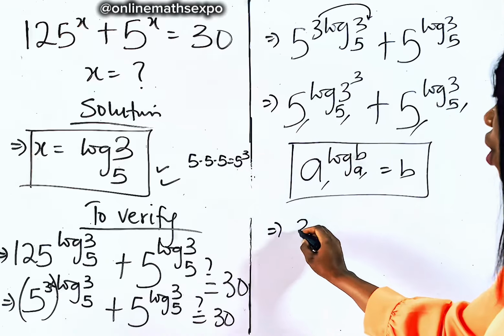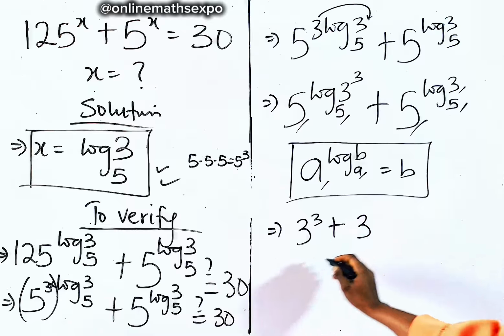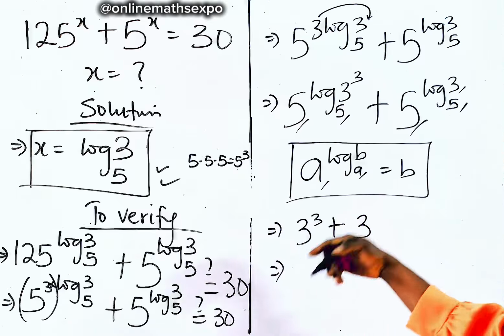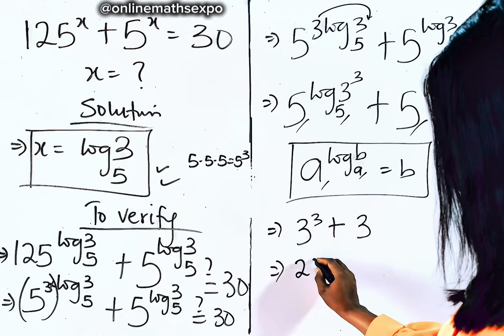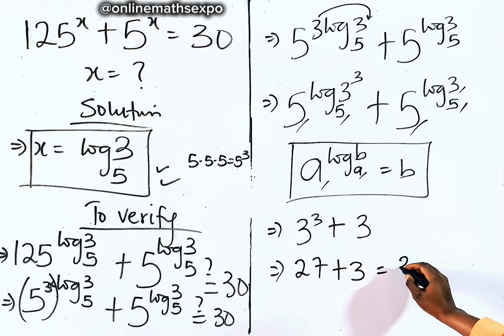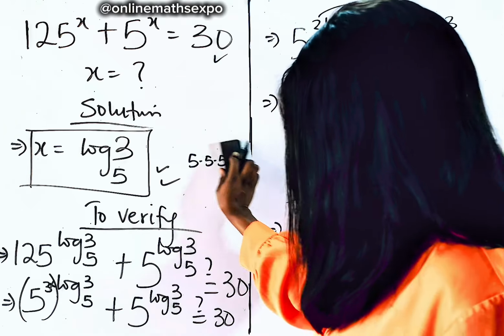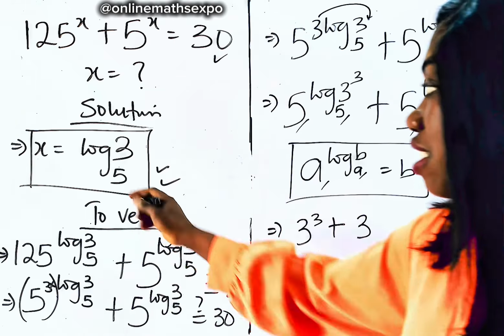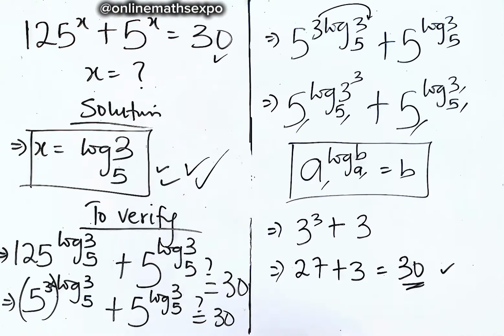So we have 3 cubed plus, for this we have 3. And this gives us 3 cubed is 3 multiplied 3 times, and it gives us 27. Add 3 to it. If you add this, it gives you 30. And that is what we also have at the right side of the equation. And what it means is that this value of x we got as log 3 base 5 is absolutely correct.